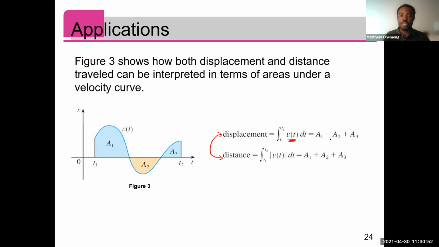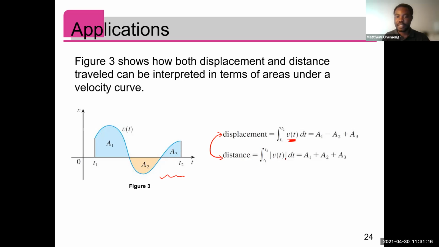And that one will be what? It will be a difference in areas, right? So we have A1 minus A2 plus A3. This is the diagram representing the velocity function. See this part, A2 is negative, A1 is positive, A3 is positive. So when you do this definite integral, you end up adding A1 and A3 and then subtracting A2.